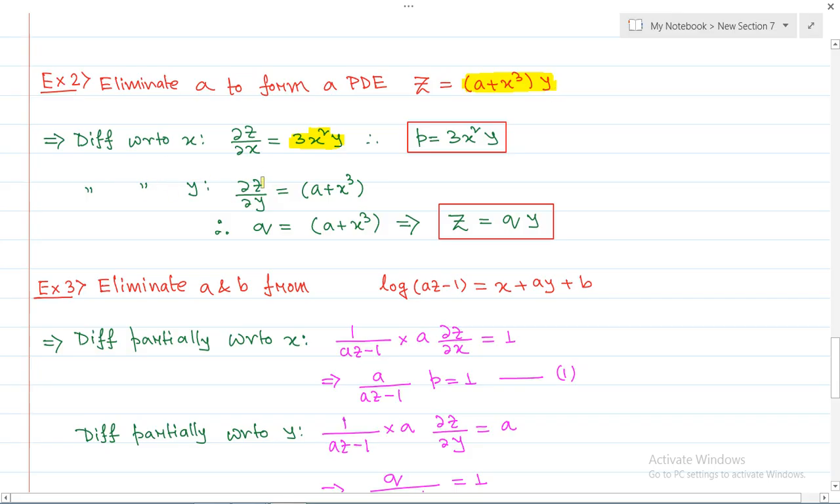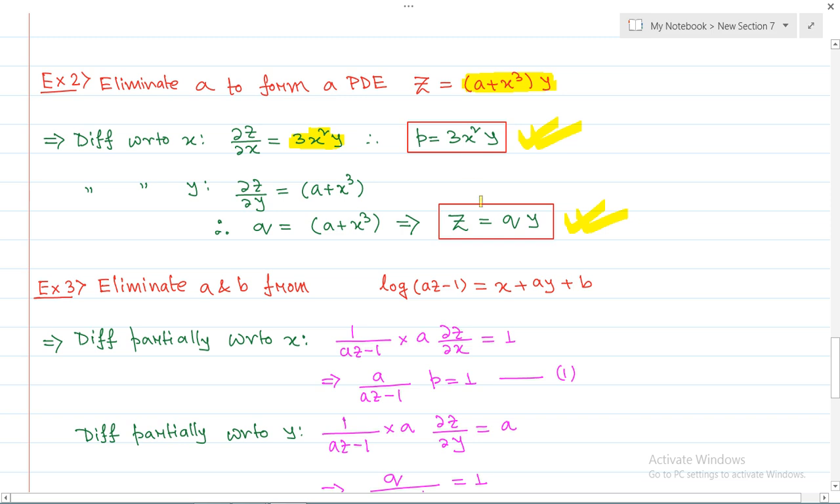Now differentiate with respect to y. What we have, del z del y equals to, y derivative will be 1, so a plus x cube. What is the value of del z del y in symbol? That is q, so q equals to a plus x cube, right? Now if we just look at the first equation, on the left hand side we have p, and that is equals to 3x square y. So it itself gives a partial differential equation of first order. Similarly, from the second one, q equal to a plus x cube. If I put the value of a plus x cube in the expression, then we have z equal to qy. That is another partial differential equation.